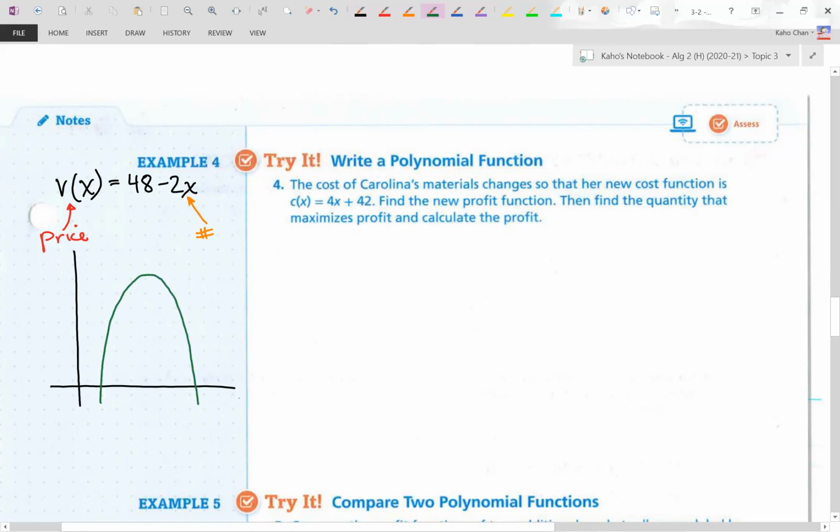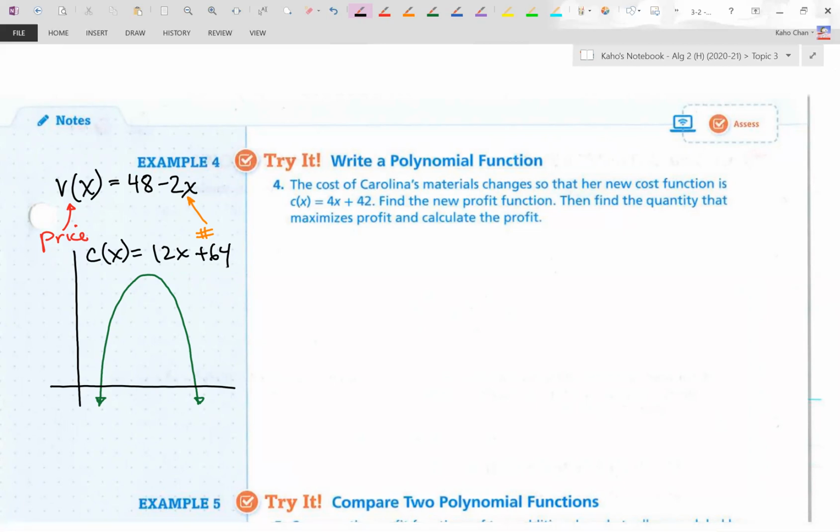Whoa. There's a cost function: 12x plus 64. Oh, I see what I did last year. I'm not using the one that's in the note taker right now. I'm doing the one in the book first, okay? So that 4x plus 42 we'll do in a second. Right now, all we're doing is going to go ahead and do the one in the book. All right, here we go.